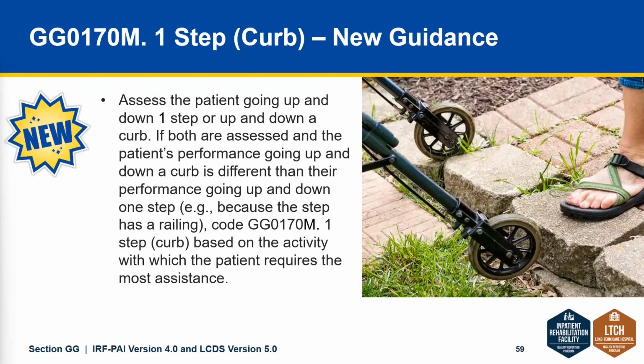However, if the patient is assessed on both, going up and down a single step and up and down a curb, and there's variation in their performance, then code GG0170M 1 step or curb based on the activity with which the patient requires the most assistance.